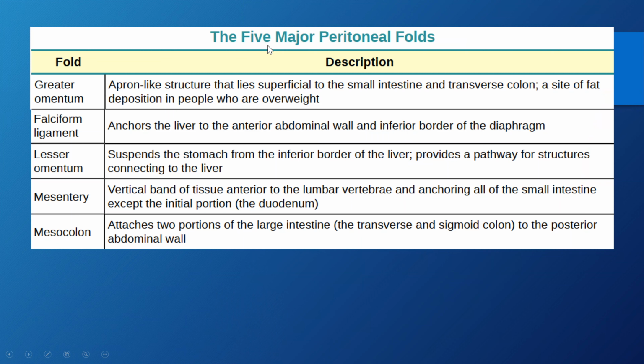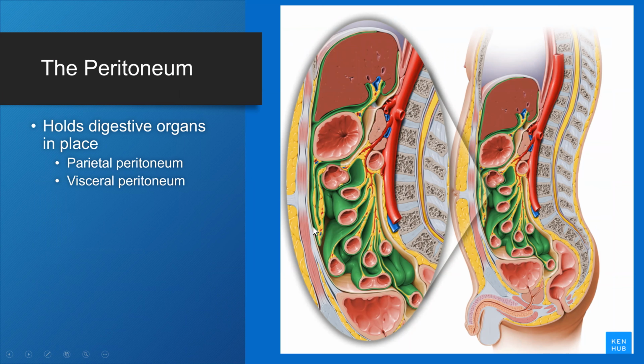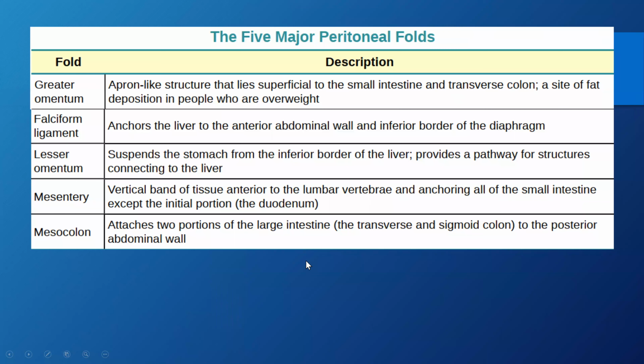So here are the major peritoneal folds. We have the greater omentum, falciform ligament, lesser omentum, mesentery, and mesocolon. Now, the greater omentum is this structure shown right here. That's the greater omentum. It's an apron-like structure that lies superficial to the small intestine and transverse colon, right? And it's a site of fat deposition in people who are overweight. Everybody has a little bit of this belly weight, all right, that's part of the greater omentum.